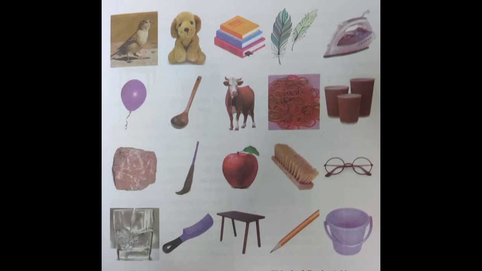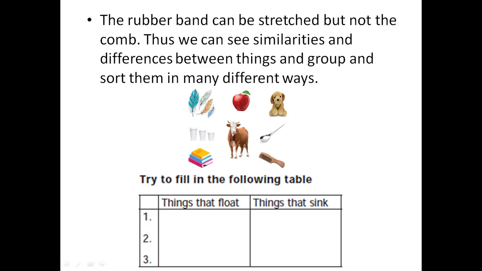Water in the glass is a liquid, but air in the balloon is a gas and the rest are solids. The feather and the paper cup can float, but not the apple or the piece of stone. The rubber band can be stretched, but not the comb. Thus, we can see similarities and differences between things and group and sort them in many different ways. Try to fill in the following table. Write it or copy it in your notebook and do that.